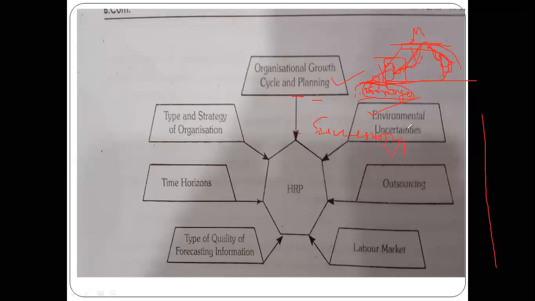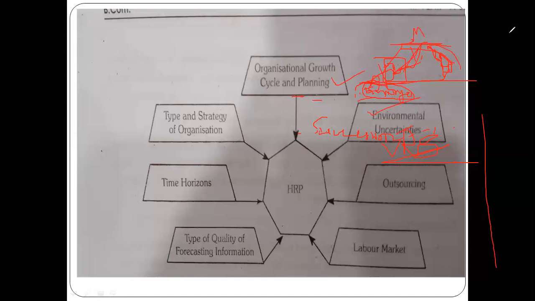VRS nowadays is the buzzword, voluntary retirement from service. Certain organizations are offering packages to employees and asking them to retire from the organization after receiving the package. After a lump sum amount, they are asking the employees to leave the job because there is no requirement of the personnel in the organization because of machinery, because of advancement in technology.